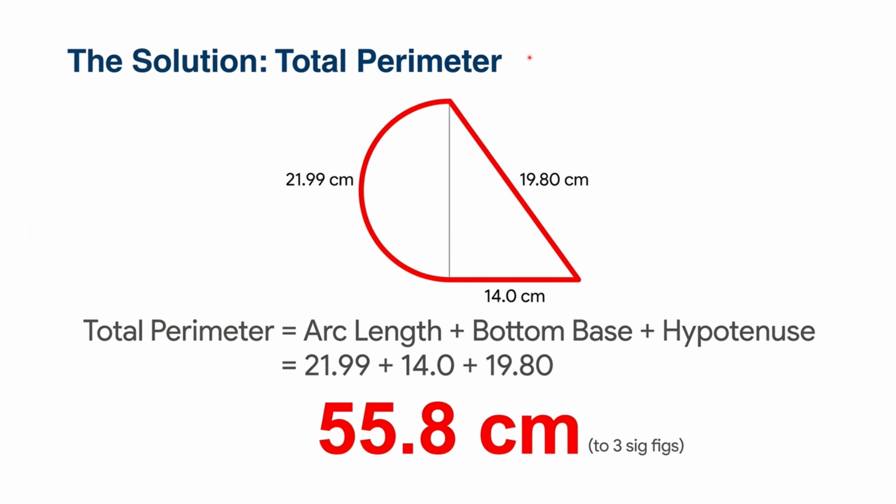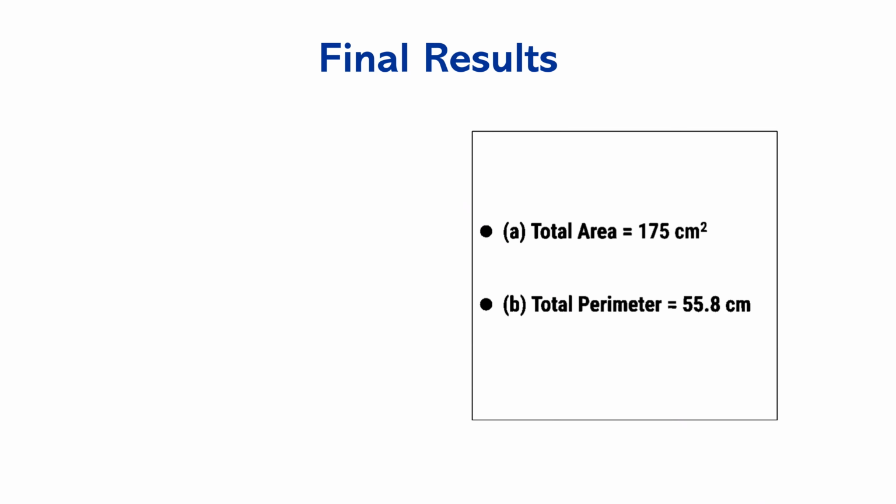And the final total perimeter of this composite shape is 14 centimeter plus the calculated hypotenuse plus this arc, which is 21.99 centimeter. So after adding all three parts, arc length, bottom base and hypotenuse, we get 55.8 centimeter. And the final result is total area is 175 centimeter square and perimeter is 55.8 centimeter.